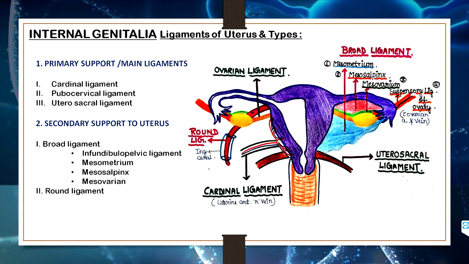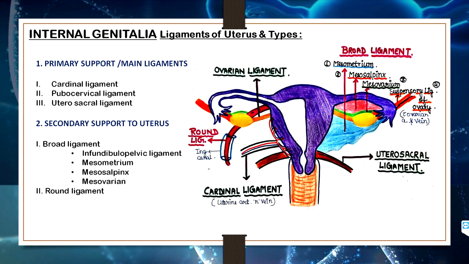So cornua is the place from where the uterus connects with the fallopian tube. You see in the diagram, place where uterus connects with the fallopian tube, and from this the round ligament comes out, goes into the inguinal canal, comes out, and then this attaches to the labia majora, round ligament.